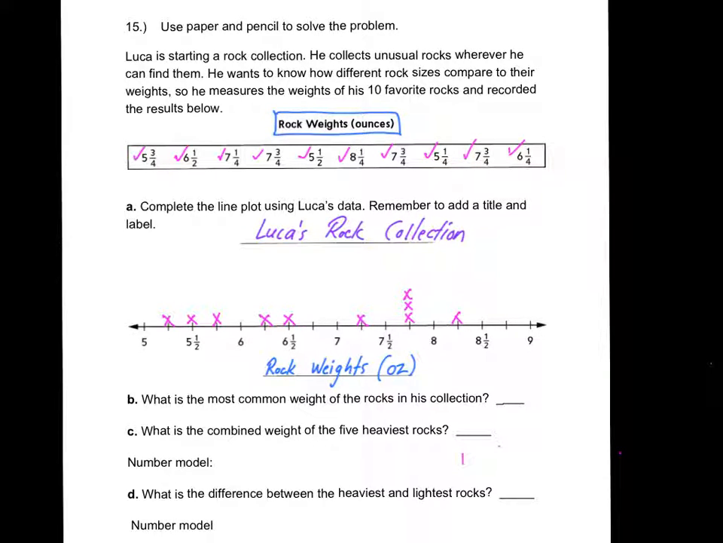Alright, now our first question wants to know what is the most common weight of the rocks in his collection. And that's an obvious one. It's the only one that repeated. And whether you look here at our chart or the line plot, or you look up in the numbers listed above, you're going to see the reoccurring theme, which is 7 3/4 ounces.